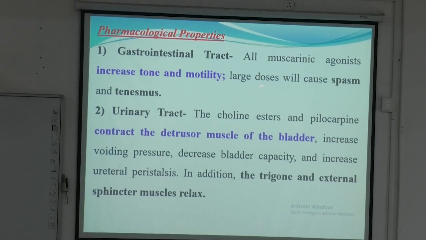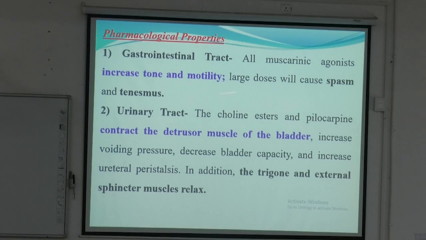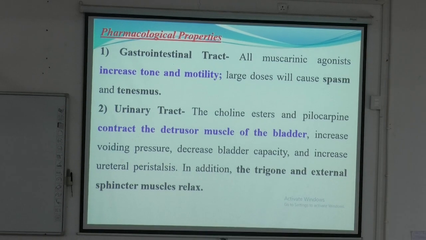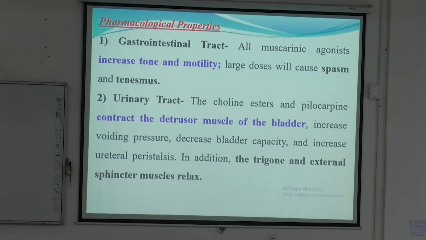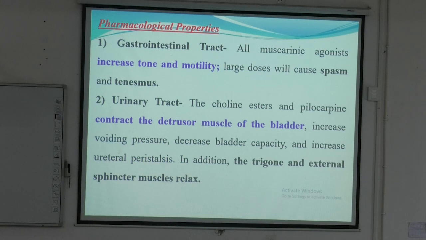In the GI tract, all muscarinic agonists increase the tone and motility, and large doses will cause spasm and tenesmus. Tone and motility is increased, secretion is increased, and if we give a large dose, ultimately spasm and abdominal pain can occur.